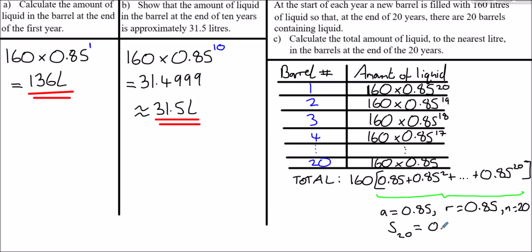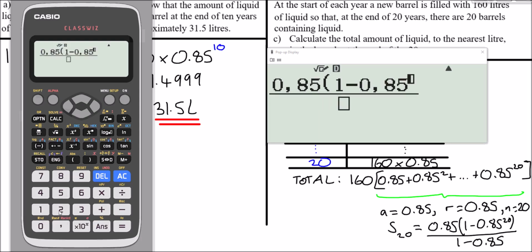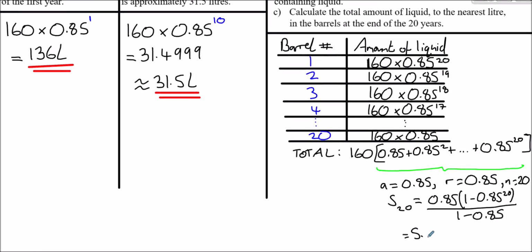So the sum of these 20 terms is going to be 0.85 brackets 1 minus 0.85 to the power 20, all over 1 minus 0.85. So please help me, calculator. 0.85 brackets 1 minus 0.85 to the 20, all over 1 minus 0.85, about 5.447. So all of this thing here, which is a geometric series, sums to approximately 5.447.